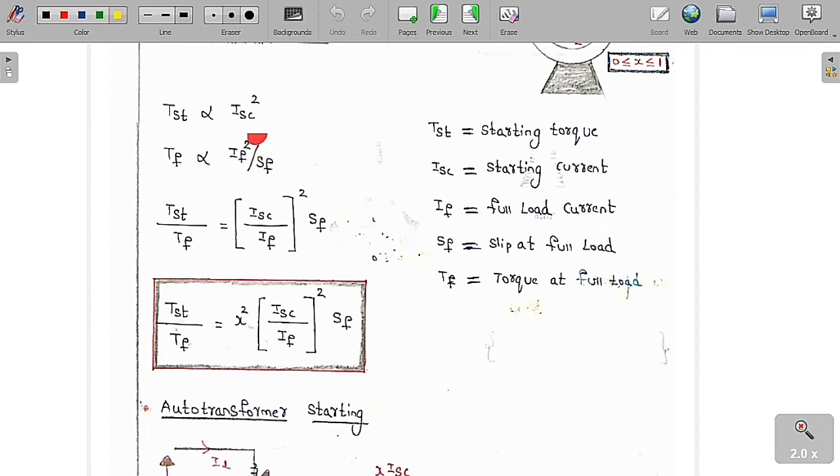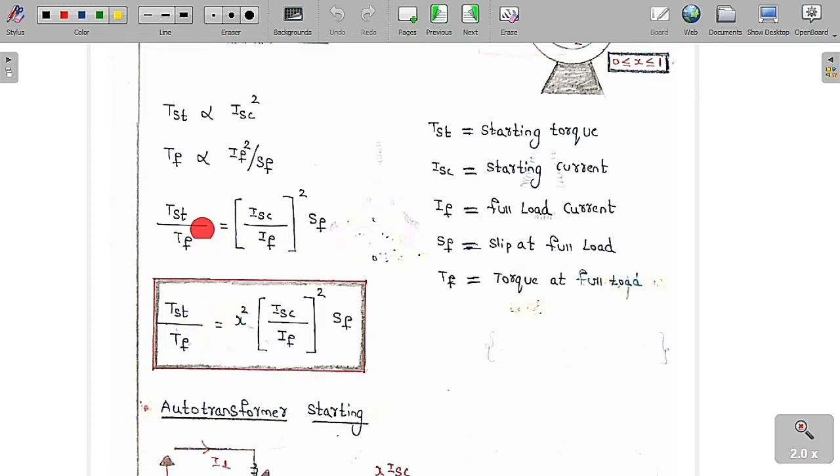Now you take the ratio of these two things. The starting torque by full load torque is equal to the starting current by full load current whole square into full load slip. Here TST is called the starting torque, ISC is called the starting current, IF is called the full load current, SF is called the slip at full load, and TF is called the torque at full load. So this is what we are going to get.